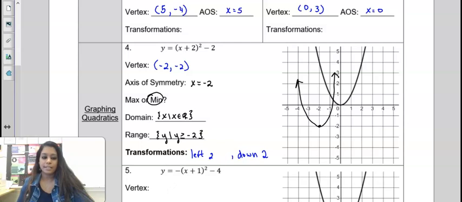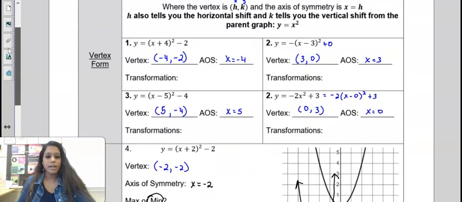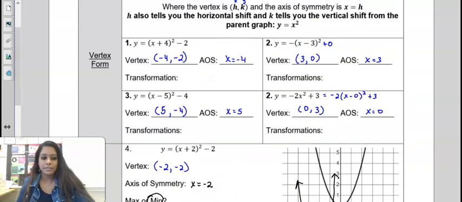There you go. Let me go back up here and just do the transformation. From the vertex, I have left 2 right there. So you're going to say left 4 units, and then we're going to say down 2 units. For this one, it's to the right since it's positive. Right 3 units, and then that's it. It doesn't go up or down because it's at 0, so it just stays like that.